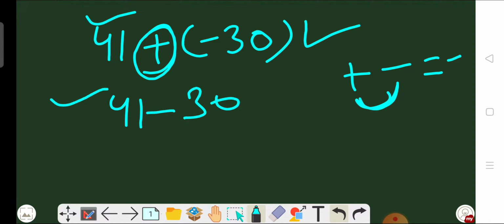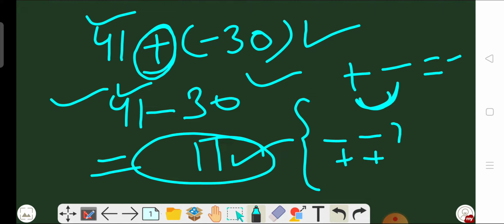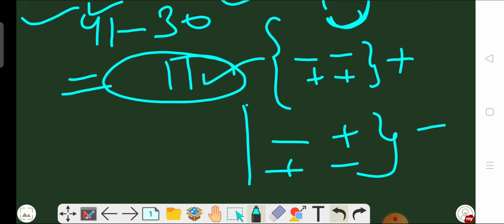Okay, both the integers have different signs, so what do you have to do? You have to subtract. After subtraction you will get 11, and the sign of the resultant is the sign of the greater number. Here 41 is greater and 41 has a positive sign, so the result is 11 and positive. Okay, if we have two same signs that come together without any number between them, then their resultant is plus, and if we have two different signs, then their resultant is minus. Okay, so this is the addition or subtraction of two integers.